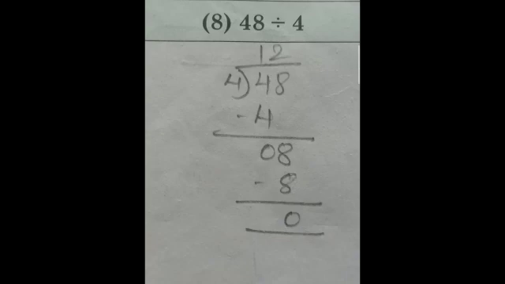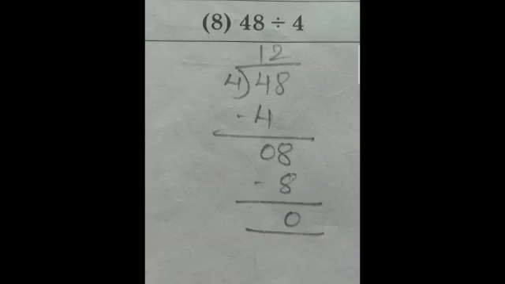Now students, I have already told that in 48 divided by 4, the divisor 4 and the dividend's first number are divisible by each other. So we will take it as 4 ones are 4. After subtraction, 4 minus 4, you will get 0. So we will bring the second number down, that is 8.